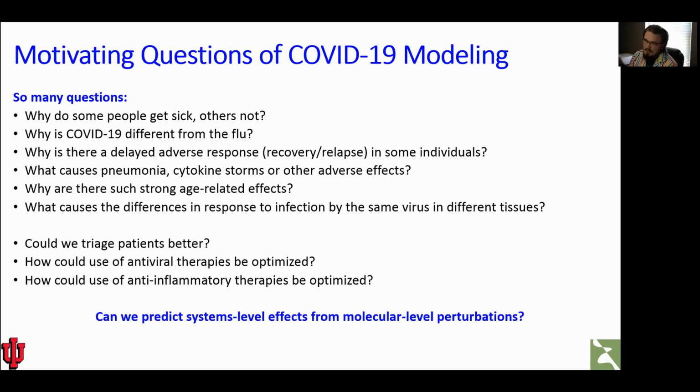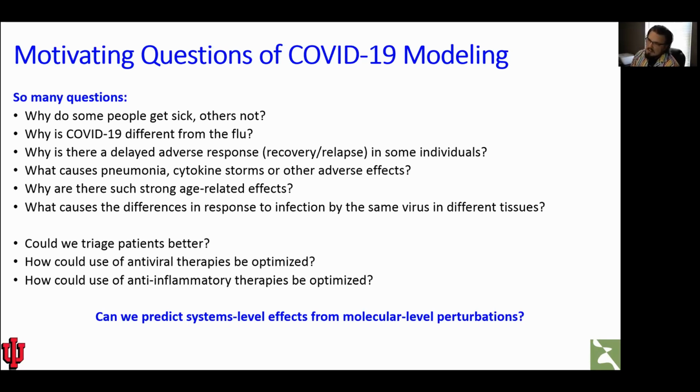Now, for more of the biomedical applications, what we'd really like to know is if we could use modeling, and how we could use modeling to, say, better inform triage of patients, or how we could help in drug development and drug discovery by assisting in optimization of antiviral and anti-inflammatory therapies.